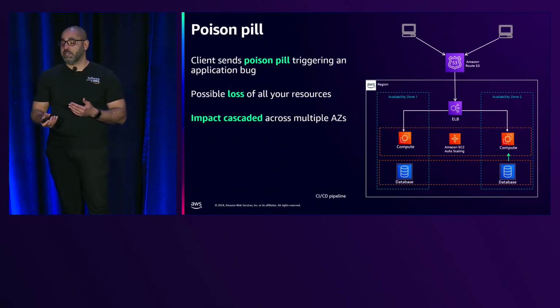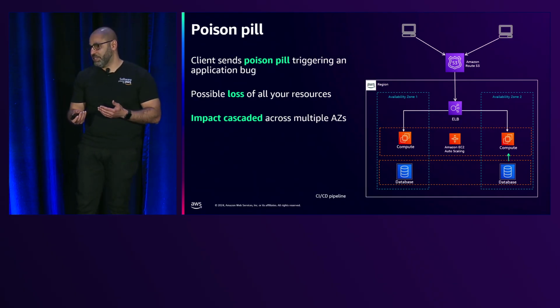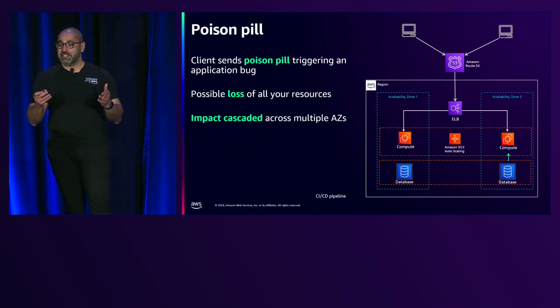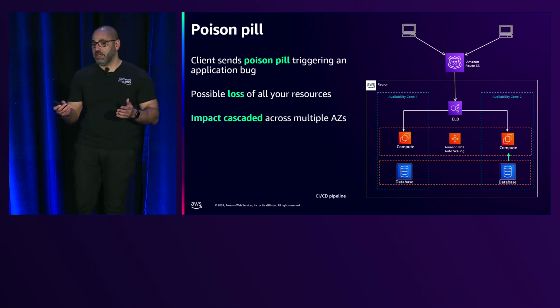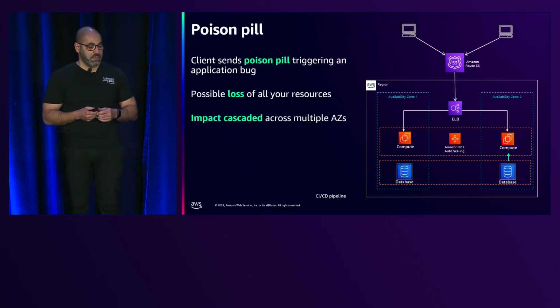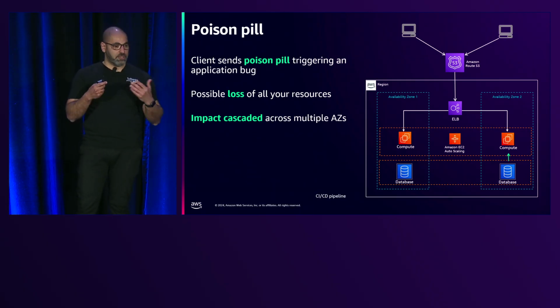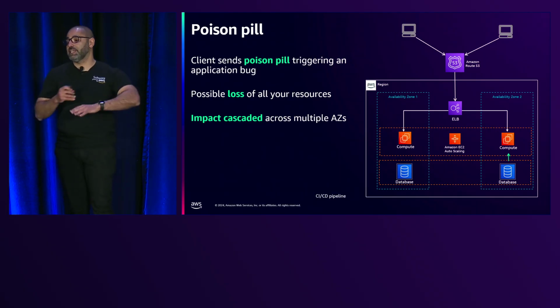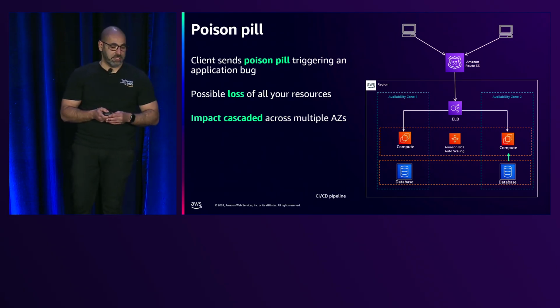Another common scenario is a poison pill. On a bad day, you might run into a situation where a client can send a poison pill that is load balanced across to all of your infrastructure and triggering an application bug within your environment. And because of this cross-AZ load balancing, coupled with multi-AZ architecture, the impact is actually cascaded across all of your infrastructure.